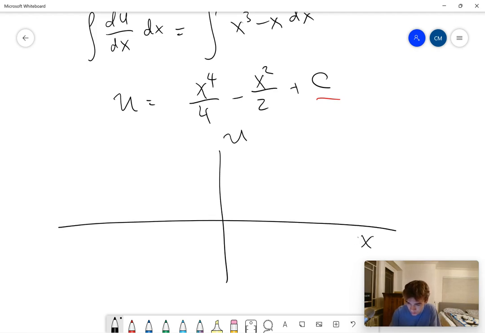So let's graph the potential function here. X, u. So the potential function looks like negative x squared near the origin, and then x to the fourth starts to dominate for large x. So it looks something like this, and this is what we call a double well potential. Now what I've drawn here is the specific case when c is equal to 0, but it doesn't really matter.